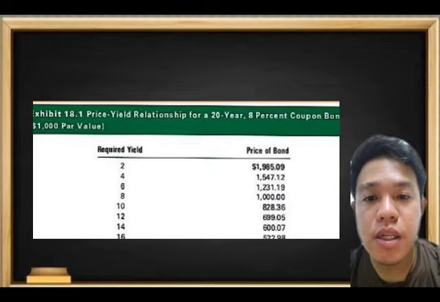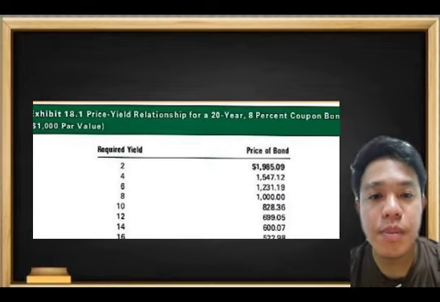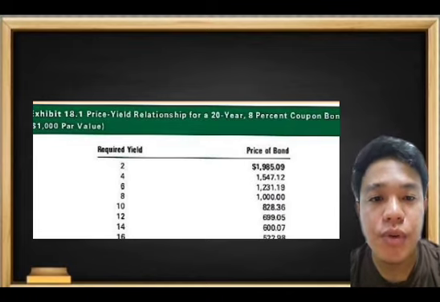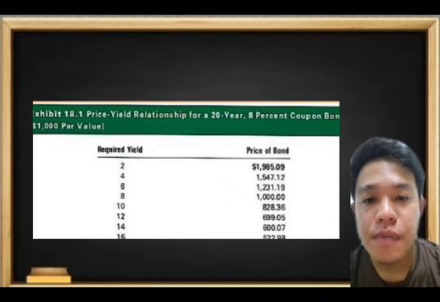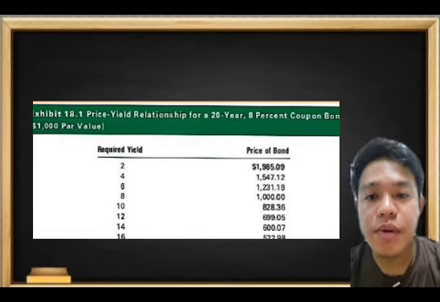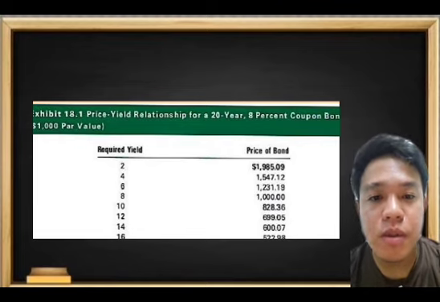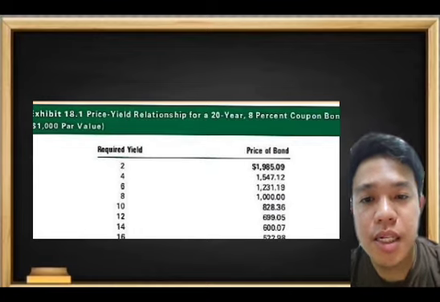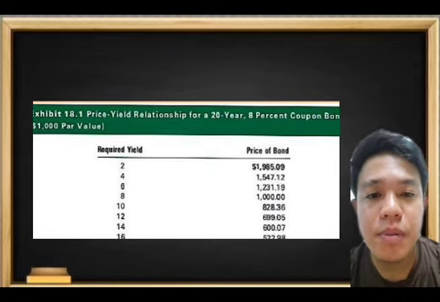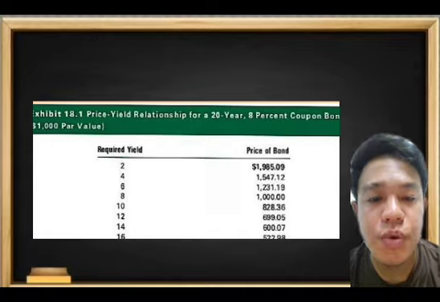The required yield of 12% gives a bond price of 699.05. The required yield of 14% gives a bond price of 600.07. The last required yield is 16%, with a bond price of 522.98.